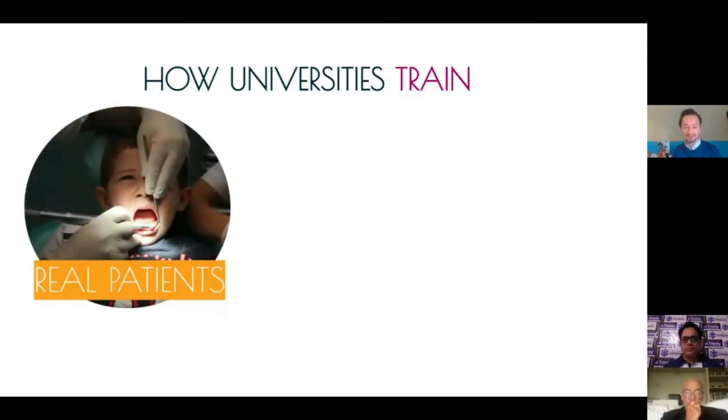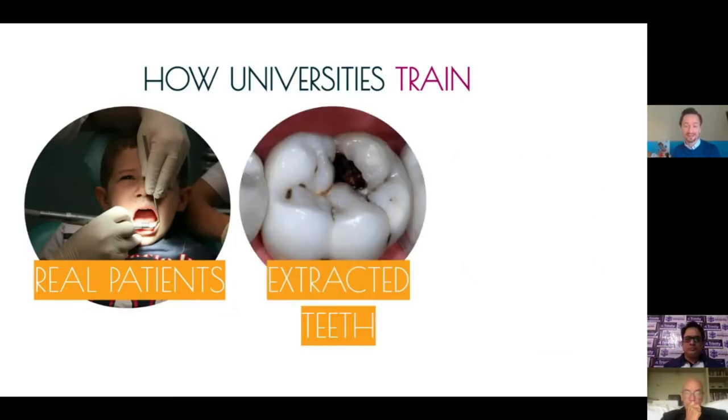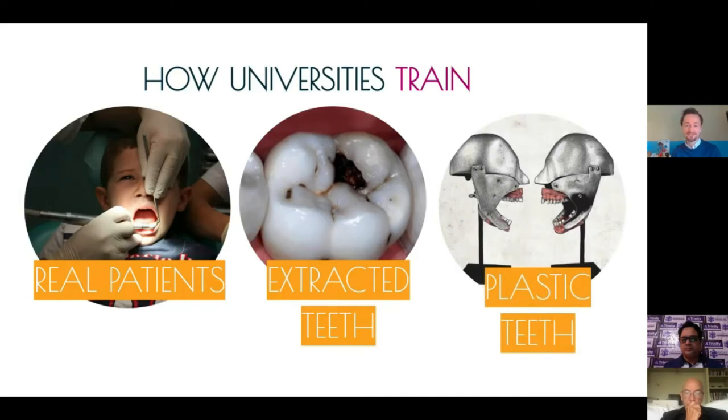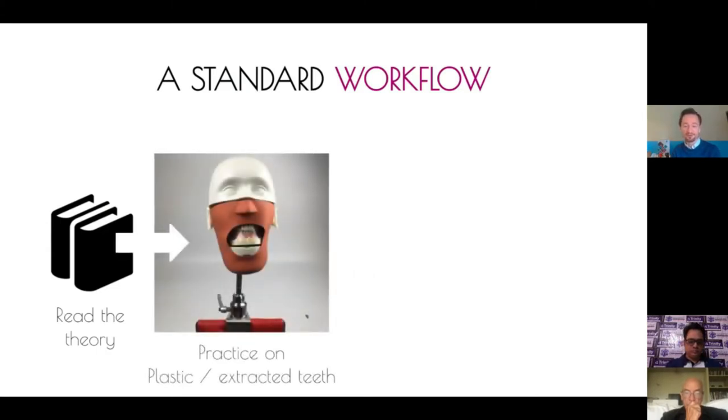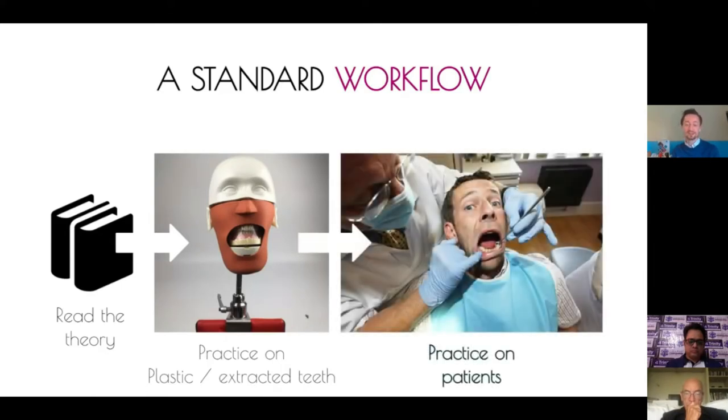So just a recap on what you've heard from Dr. Said there. At the moment, the universities train using real patients, extracted teeth, and most of the time, just plastic teeth in traditional, conventional phantom heads, which don't feel like the real thing, don't normally have the multiple densities, the enamel, the dentine, and the pulp. And this fits into a standard workflow of students learning the theory, practicing on those plastic teeth in the phantom heads, and then going on to practice on patients in the student clinics.